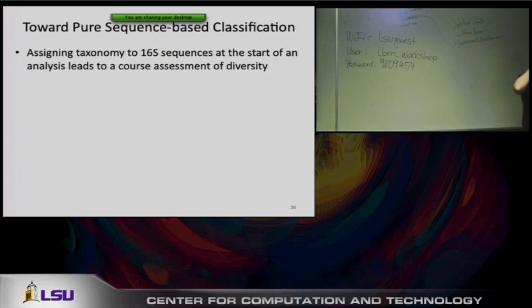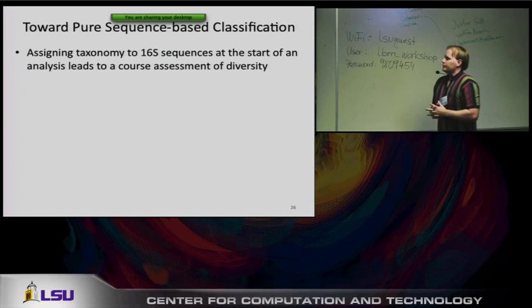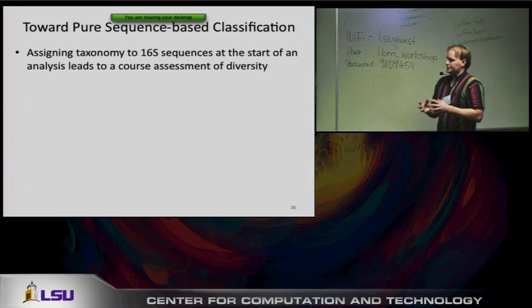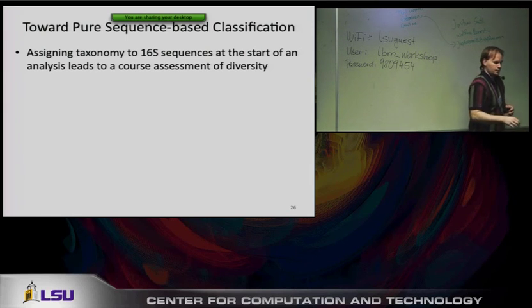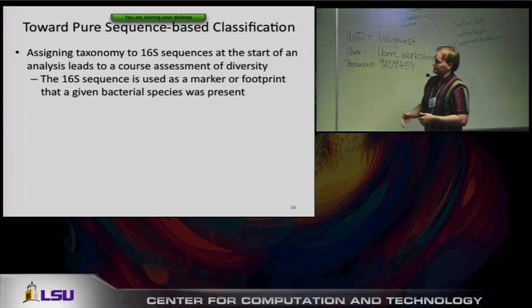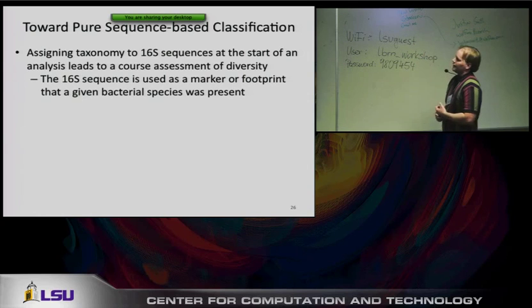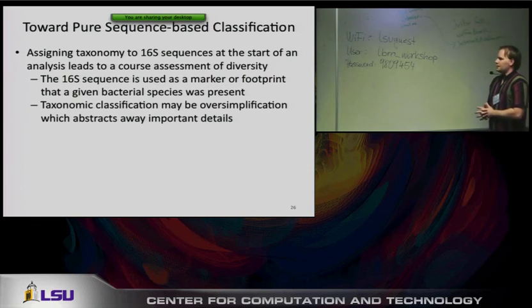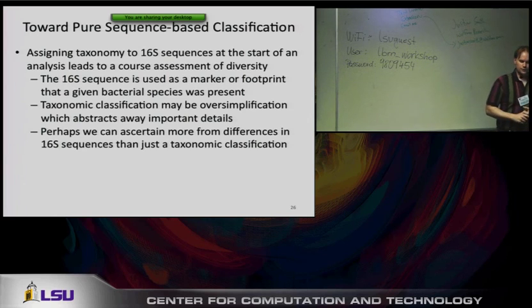So this leads me to my last question, which is, are we really hamstringing ourselves by staying entirely with taxonomy? The first step when we take these sequence reads is we use the RDP database to assign a taxonomy to each read. And that leads to a very coarse assessment of diversity. Of course, coarse should be C-O-A-R-S-E there. The 16S is really just used as a marker or a footprint that that bacterial species was present. But taxonomic classification, it turns out, can be a large oversimplification, which is going to abstract away important details that we may like to look further into.